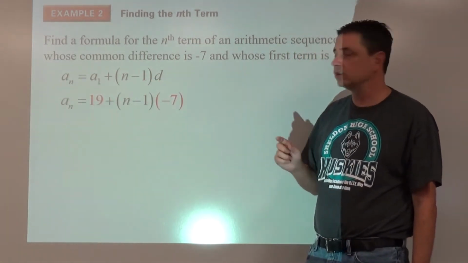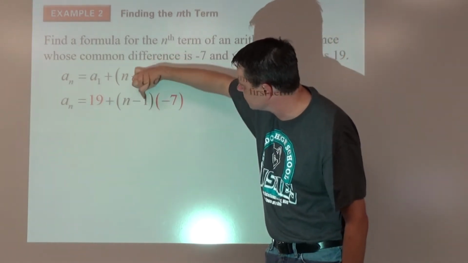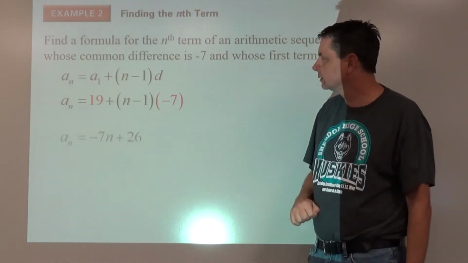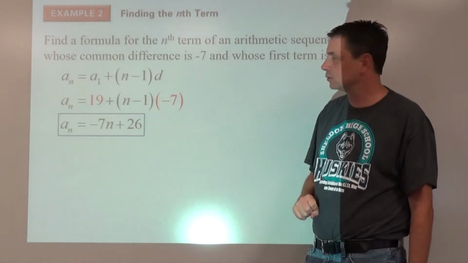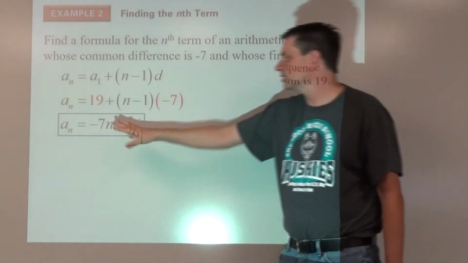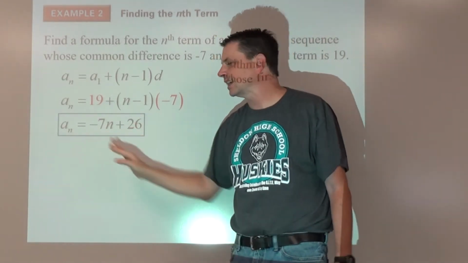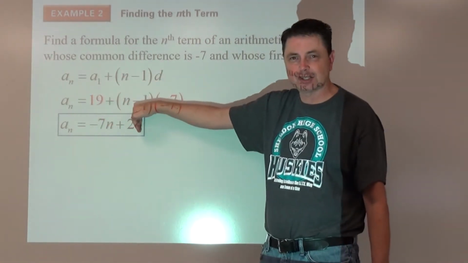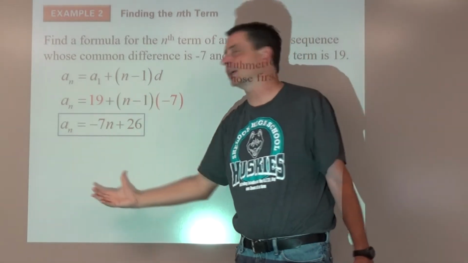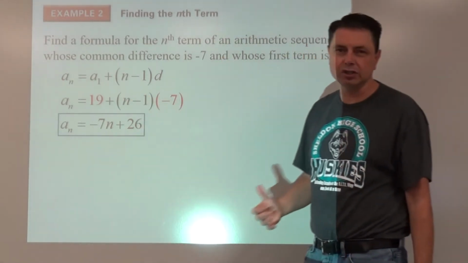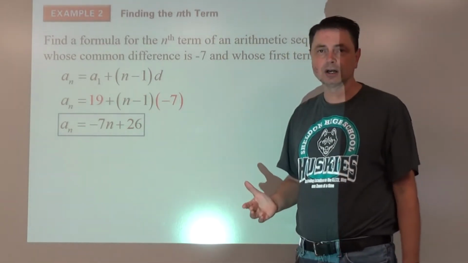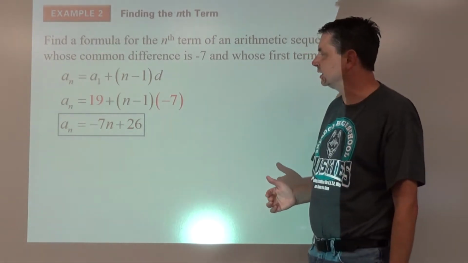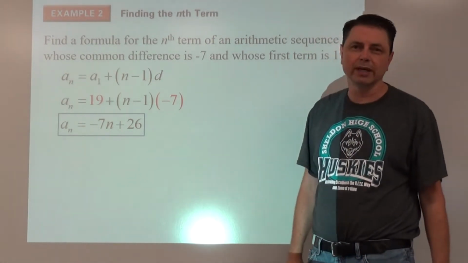All right. We are going to want to distribute this and combine like terms. And the order doesn't matter, so if you had 26 minus 7n, that's fine. I do kind of like it in an mx plus b situation. So we can make that connection that this type of function is linear. It just has a finite domain.